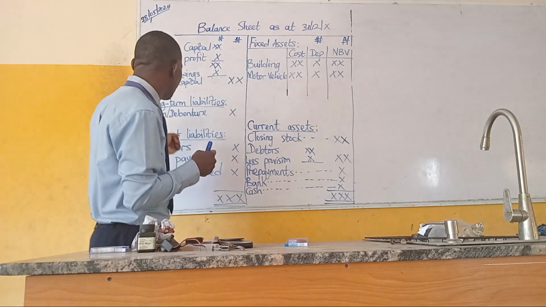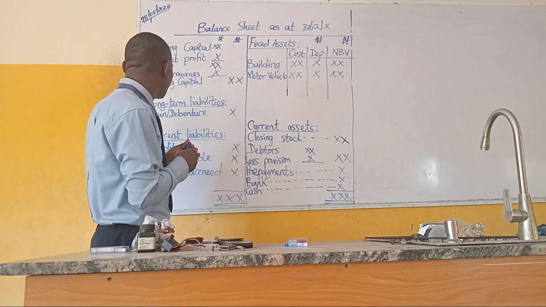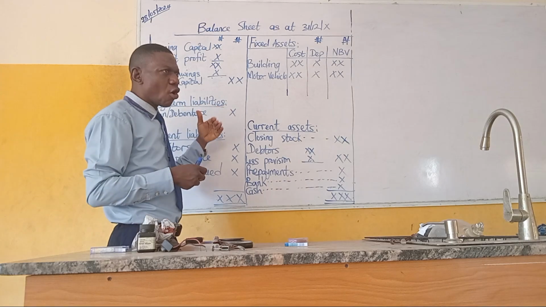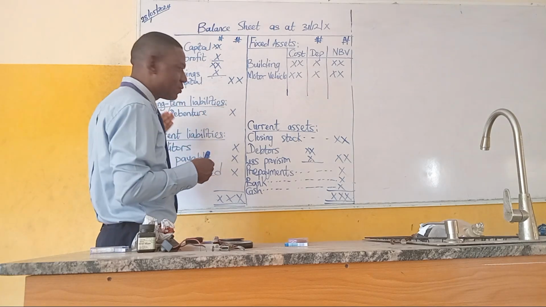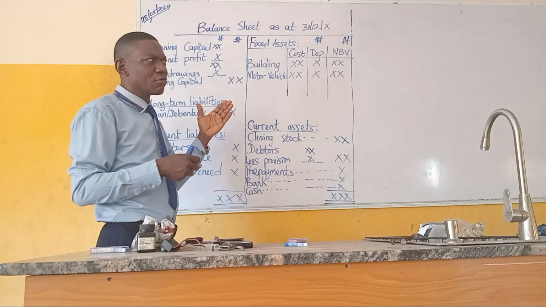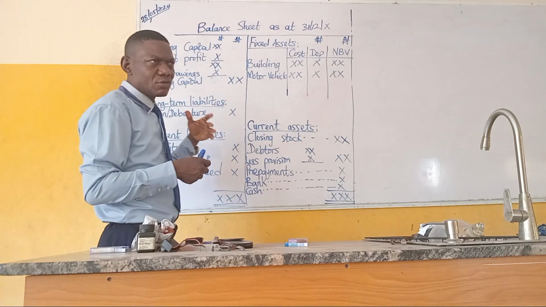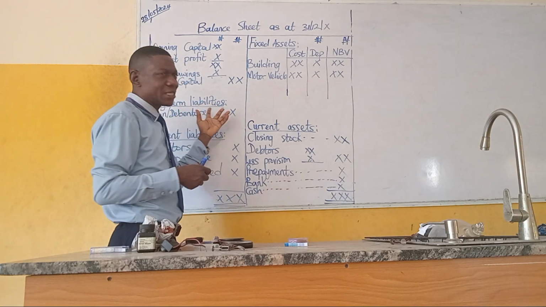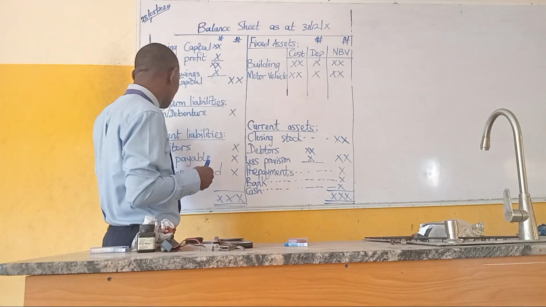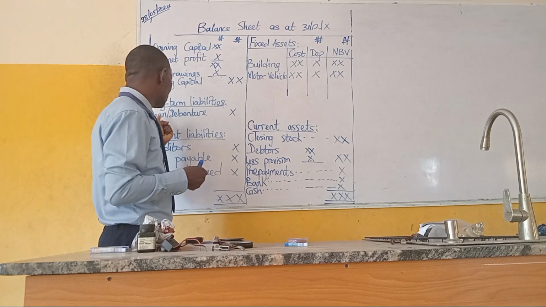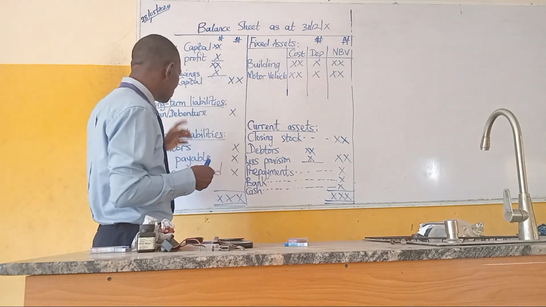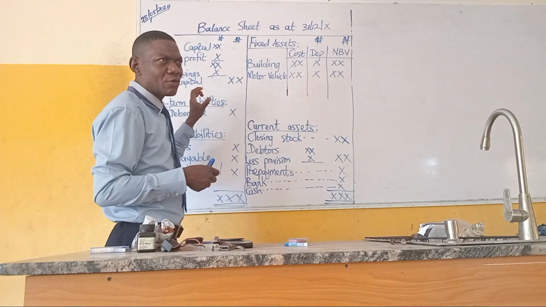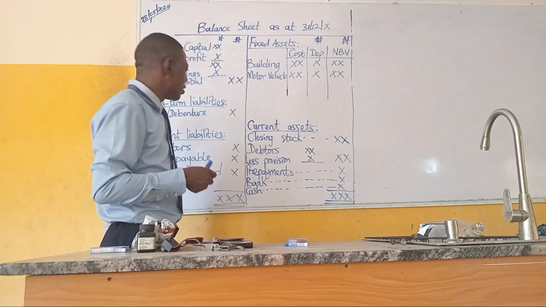Then let me come to long-term liabilities. These are obligations that the company must fulfill within a period that is more than 1 year, 2 years, 5 years, 10 years. I have examples there: loan and debenture. So remember, long-term liabilities are obligations that a company intends to fulfill after 2 years.